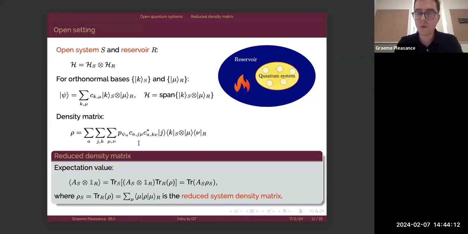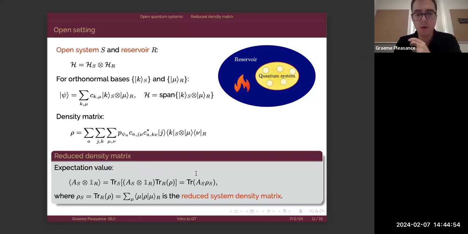And so the way that we can formally do this is by introducing the idea of what's called a reduced density matrix. To get to this, we can look at computing the expectation value of a local observable that just belongs to our open system S. The way that we can construct such an observable is by taking the tensor product of some observable, which here I denote by A_S, and then tensoring it with the identity matrix for the reservoir. And then just using the definition of the expectation value in terms of the density matrix that I gave previously, we can write this in this way.